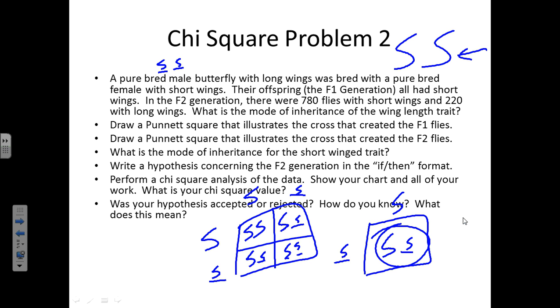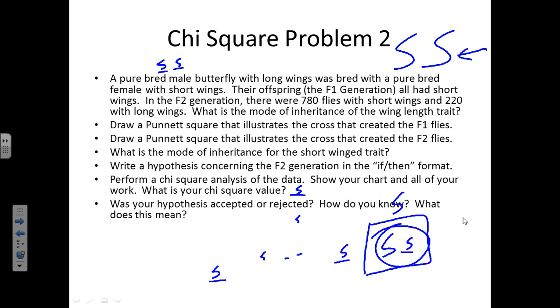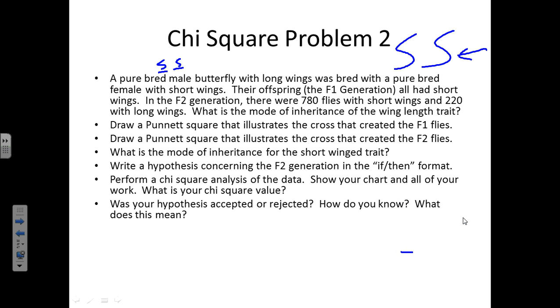Does this look like 3-to-1? 780 to 220. Kind of close. The purpose of our chi-square is to figure out, is that close enough that the differences are due to chance, right? So that's what we're trying to do. Before we do that, they want us to write a hypothesis concerning the F1, the F2 generation in the if-then format.